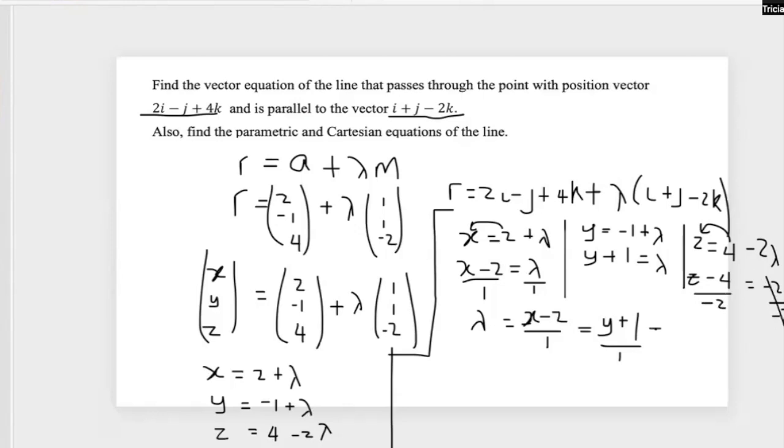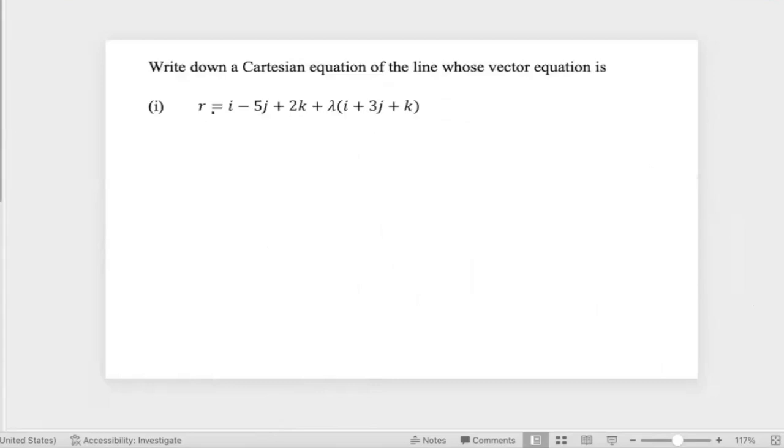So therefore, this represents the Cartesian equation where we have lambda equal x minus 2 over 1, y plus 1 over 1, and equal z minus 4 over negative 2.